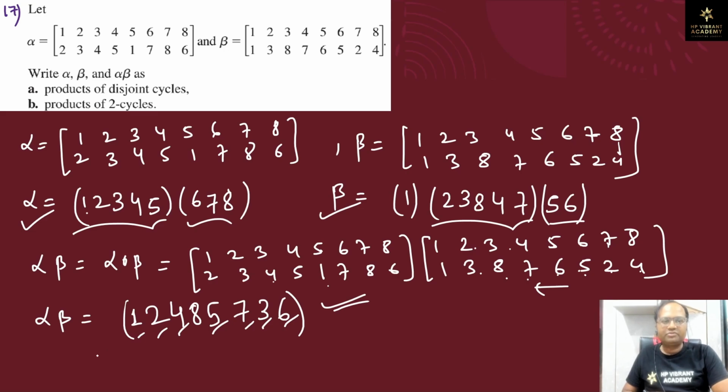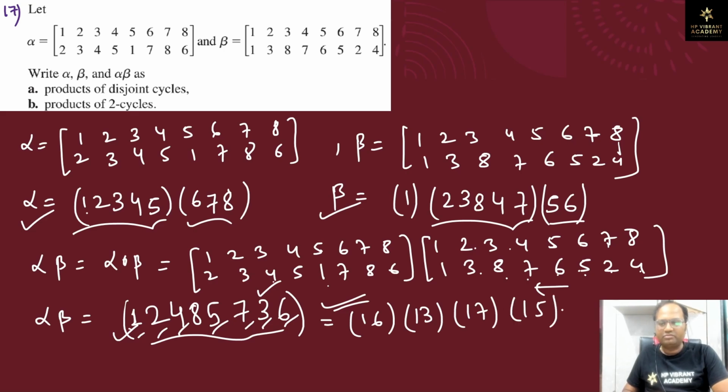Now secondly, we have to write everything as a product of disjoint cycles. So let us write down this one as a product of transpositions. Let us take the first element and the last one, so this is 1 6. Now let us take the first one and the second last, this is 1 3. Similarly 1 7, 1 5.